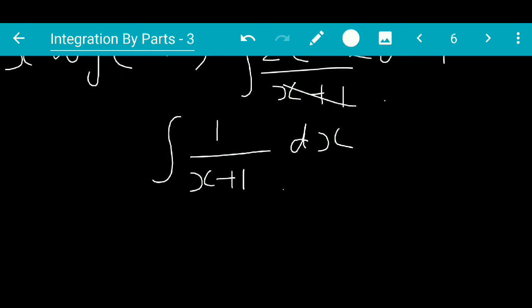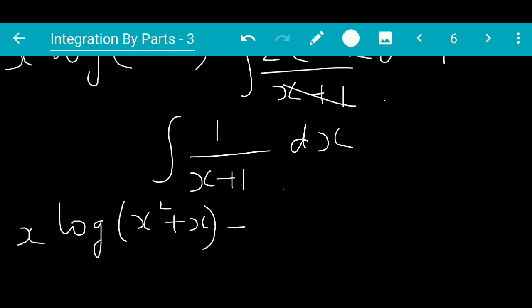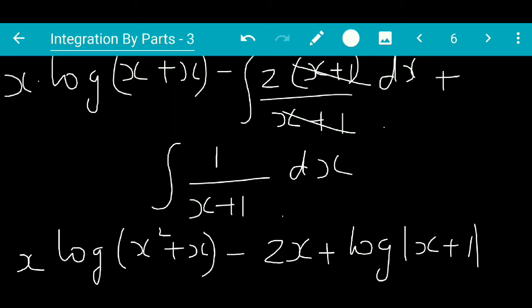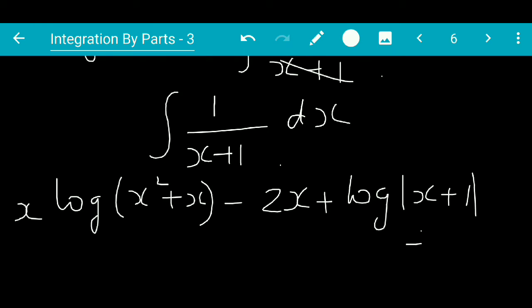So here we get x, the first term is x log of x square plus x, minus the integral of 2 becomes 2x, and plus the integral of 1 upon x plus 1 is log of x plus 1, and plus c. So thus we solve this sum. Now this sum, if they give it in the exam, it can come for a maximum of 4 marks.